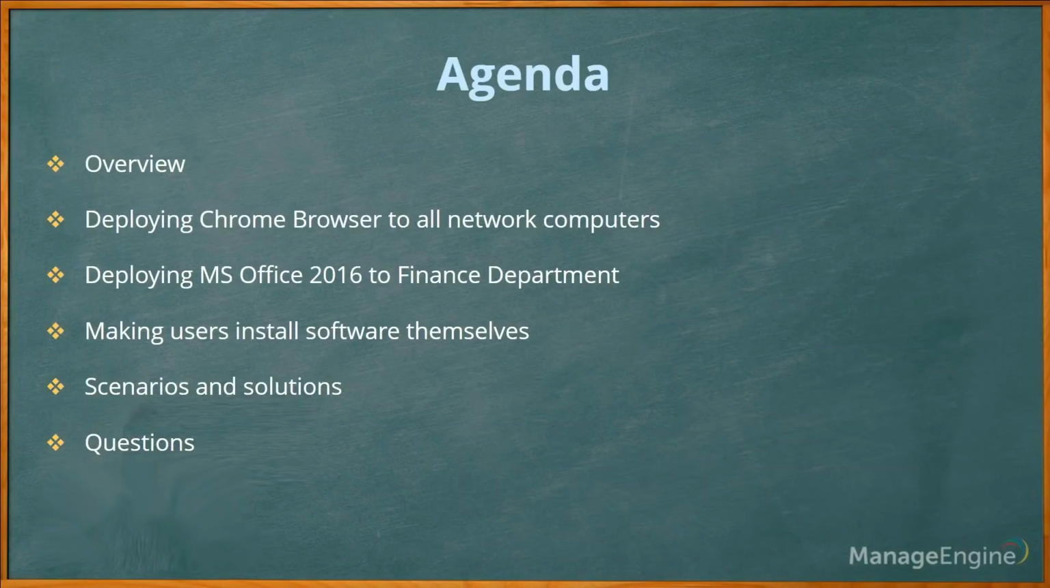Let's quickly look at the agenda that we have for today's training. We'll be looking at the overview of software deployment. We'll be looking at how we can deploy a Chrome browser, which is a freeware application, to all the network computers. We'll also be looking at deploying Microsoft Office 2016 to a specific department, which is a commercial application. We'll be looking at the deployment. We'll also be looking at how the users can install the software by themselves without having the administrator install them. And also we'll be looking at some quick scenarios and solutions, and frequently asked questions.